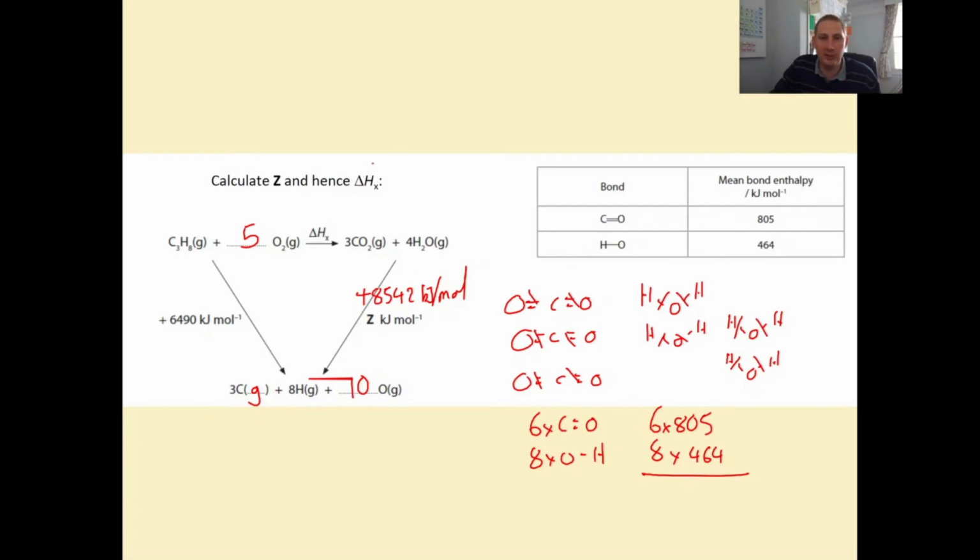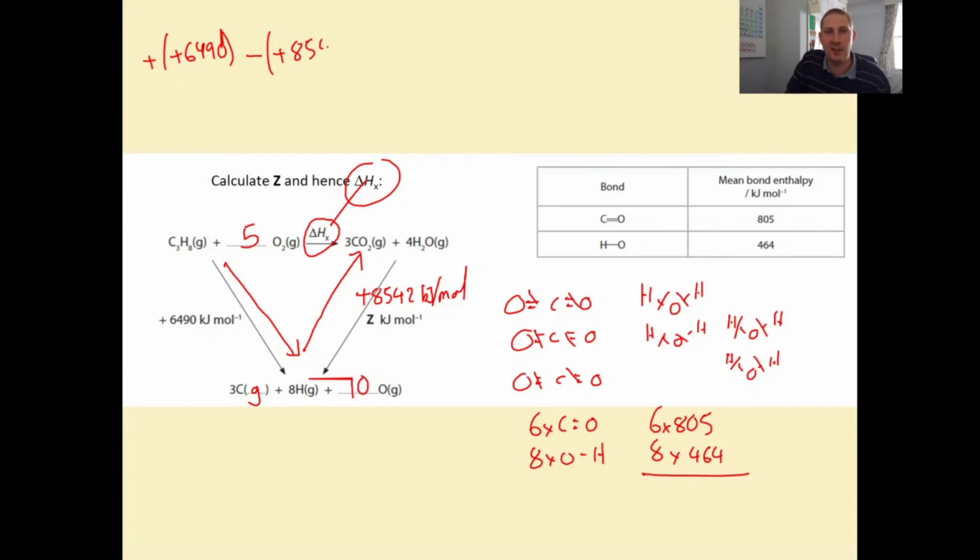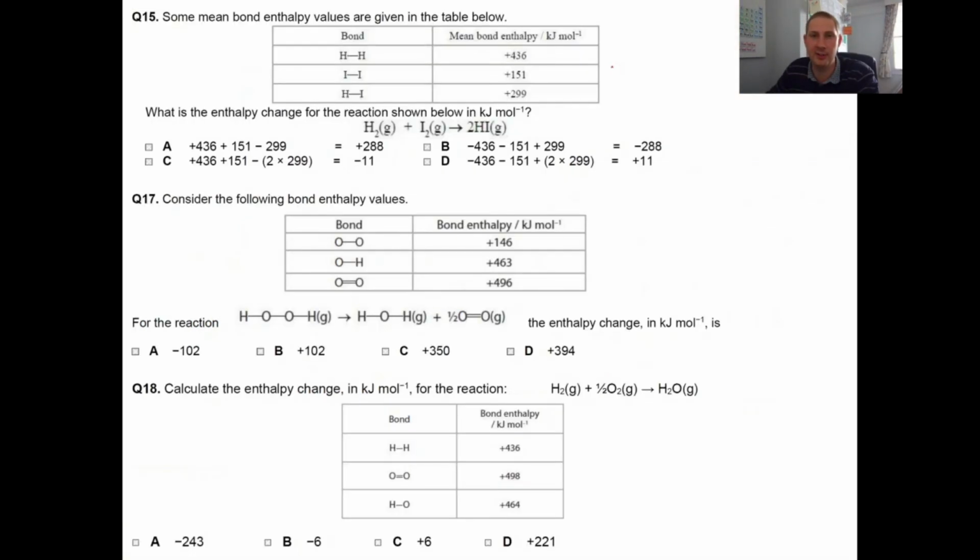Now we need to work out what delta HX is. So we go with this arrow. So plus 6490. Then we're going against this arrow because we're putting stuff back together rather than pulling it apart. Minus plus 8542. So 6490 minus 8542 is minus 2052 kilojoules per mole. So there you go, an A-level question.